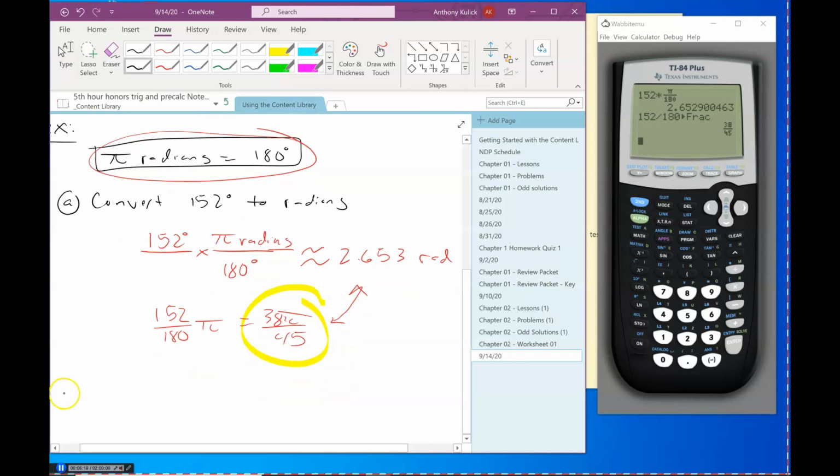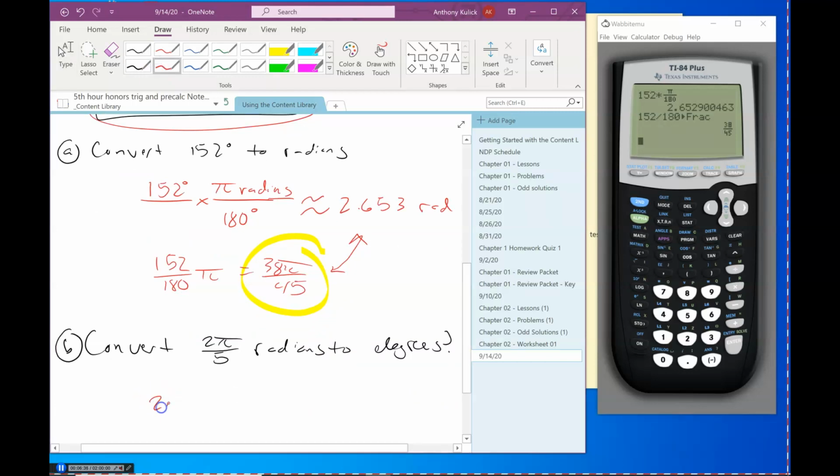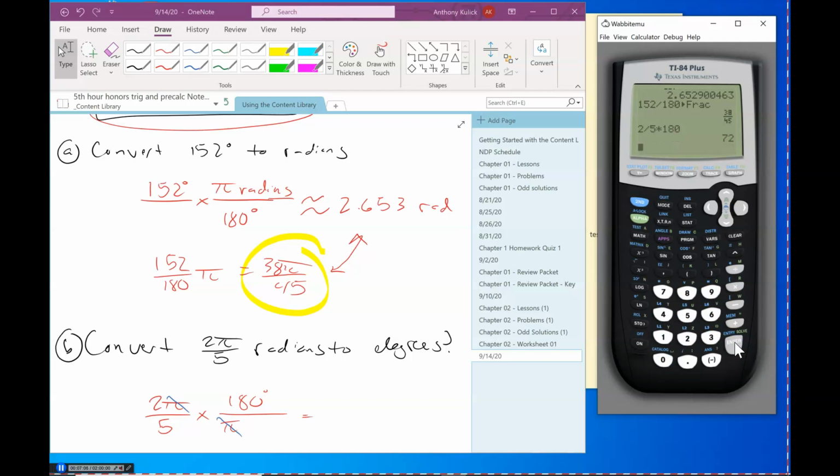And to go the other way, suppose we want to convert 2 pi over 5 radians to degrees. So just like before, except this time I have pi in the numerator, so my pi needs to be in the denominator. So when we do this, the pi's cancel out, and I just have 2/5 times 180, or 72 degrees. Everybody okay there? Okay.